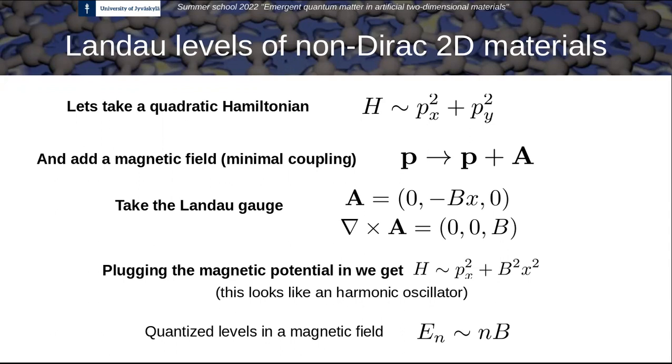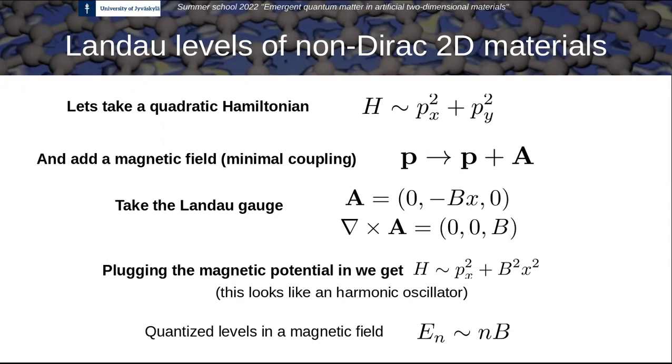So essentially, Landau levels are just harmonic oscillator levels of a two-dimensional electron gas when you apply a magnetic field. And since they are harmonic oscillator levels, you can directly see that they are going to be linearly proportional to the magnetic field, and that the energies you get for Landau levels are just, let's say, equally spaced energies that are indexed by an integer n.